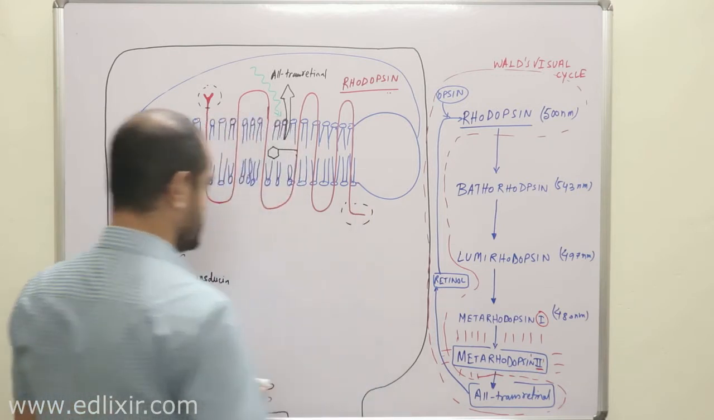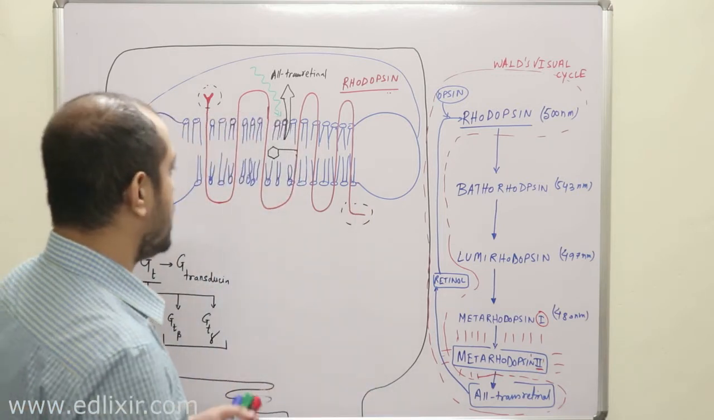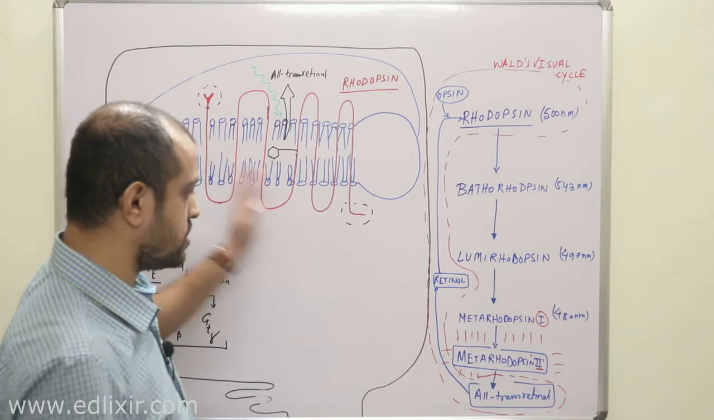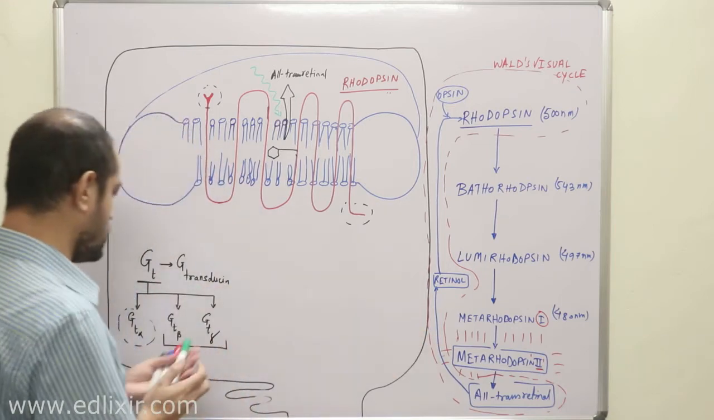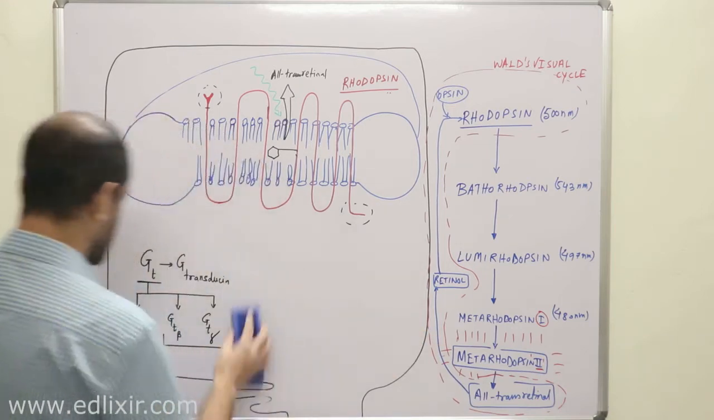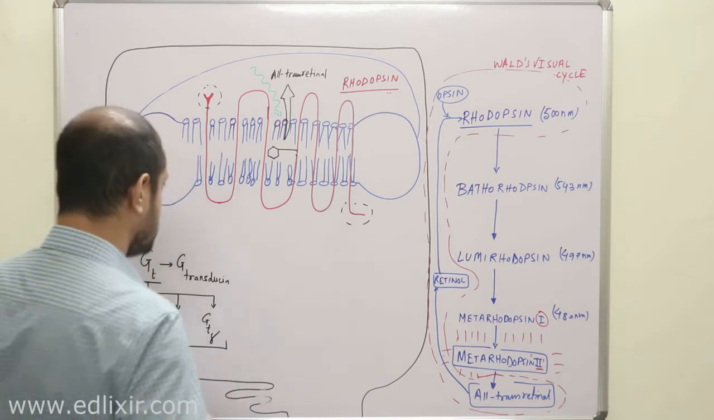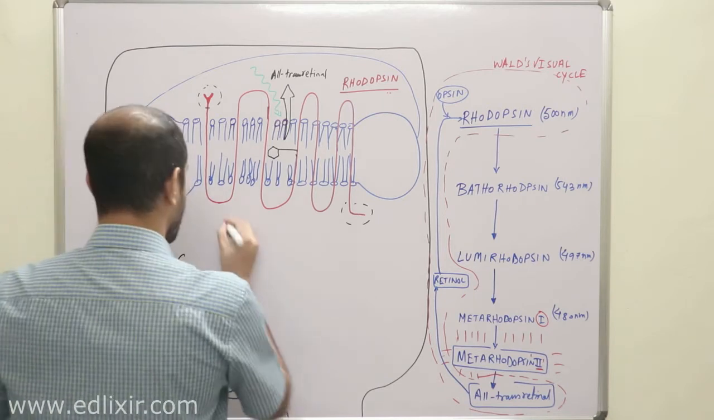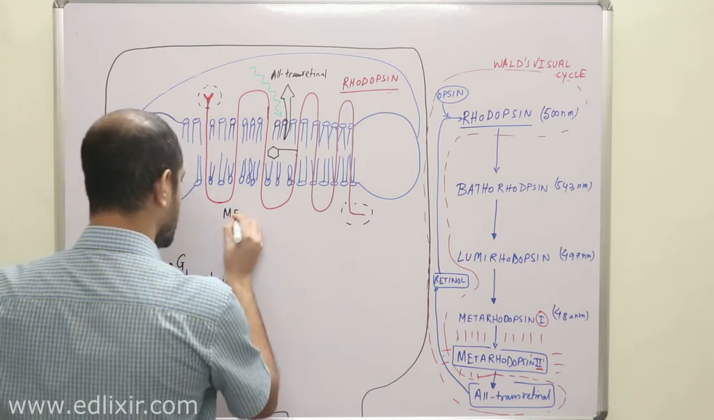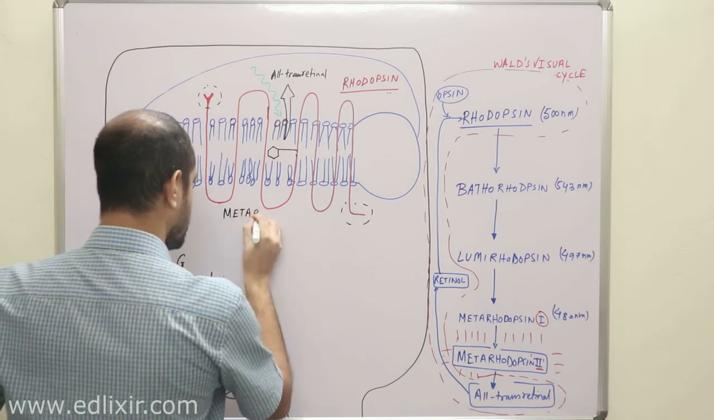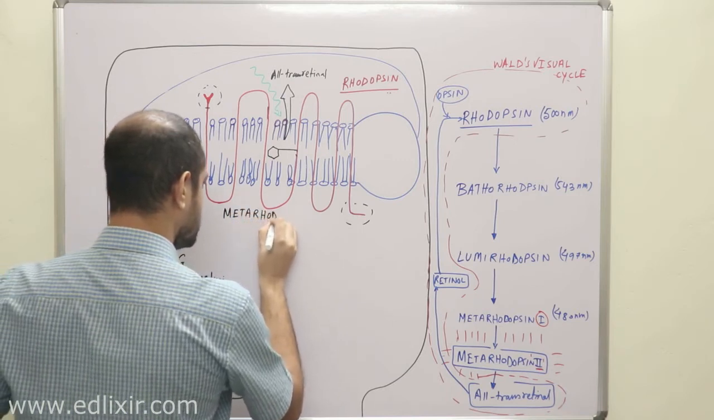Now listen with all your attention. What will happen is this. After rhodopsin has been converted into metarhodopsin 2, suppose this is your metarhodopsin 2. Now listen. Okay, let me write here. Suppose this is metarhodopsin 2. Clear? This is metarhodopsin.